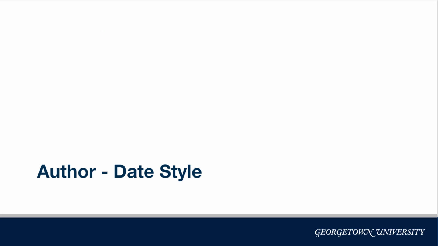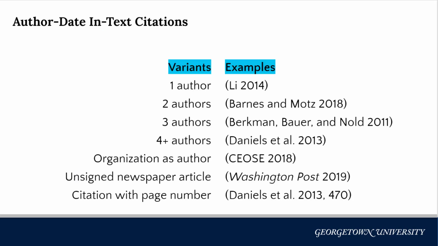Let's look at author date style now. The basic elements of author date in-text citations are the author's last name, publication date, and page numbers if needed. Here you can see examples of how author date citations can be formatted. If your source doesn't have an author, like a report from an organization or a newspaper, their name will become the author.